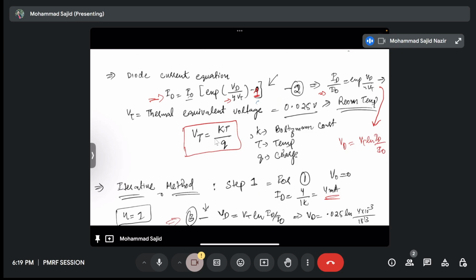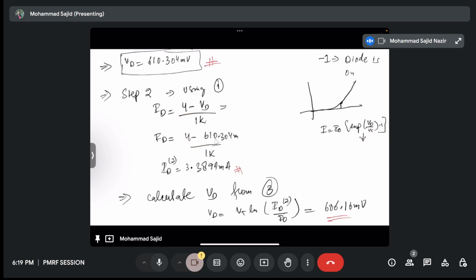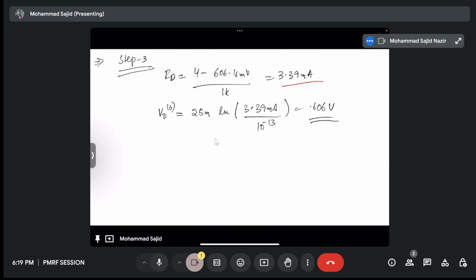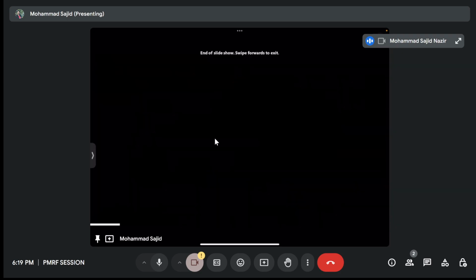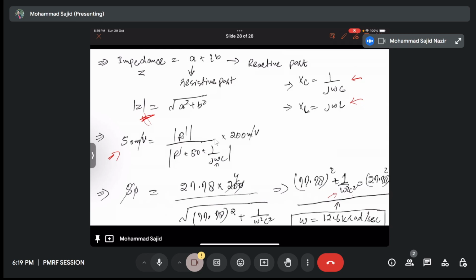Okay, so what is step one? Step one is to consider the diode voltage to be equivalent to 0. Then you can consider ID as this value, and then from this value you can calculate VD, which is given by this equation. VD will be ln of ID by I naught multiplied by eta VT. Consider eta is equal to 1, you can get VD. Similarly, you repeat this 3 times, and you will get the final answer. Okay, let's move on.